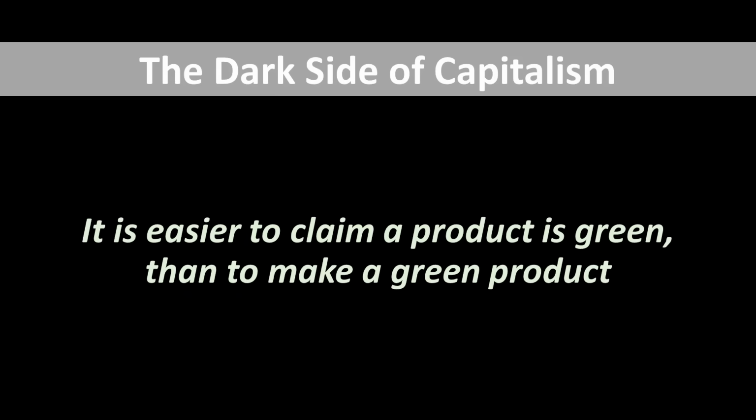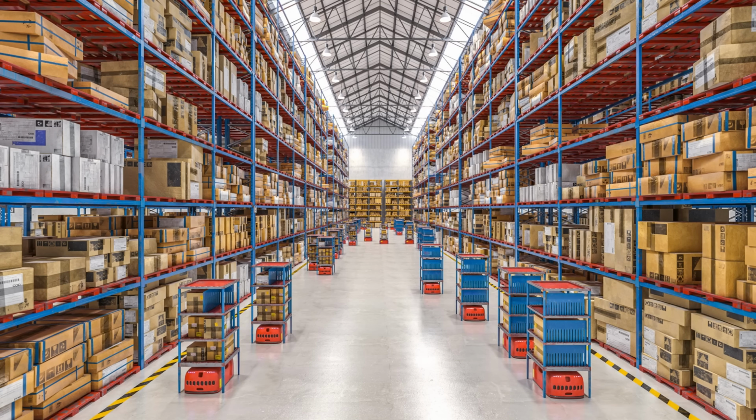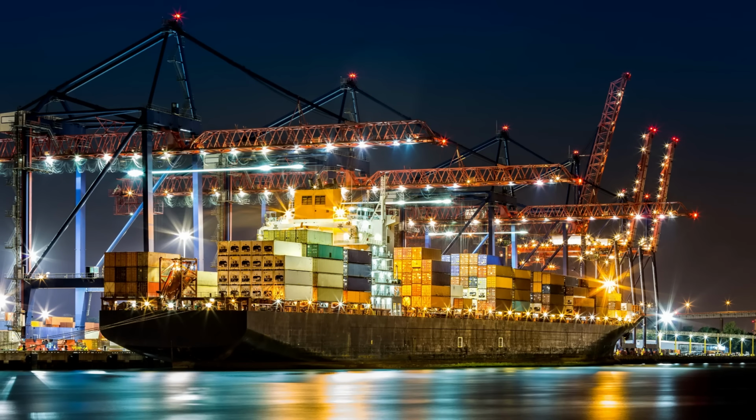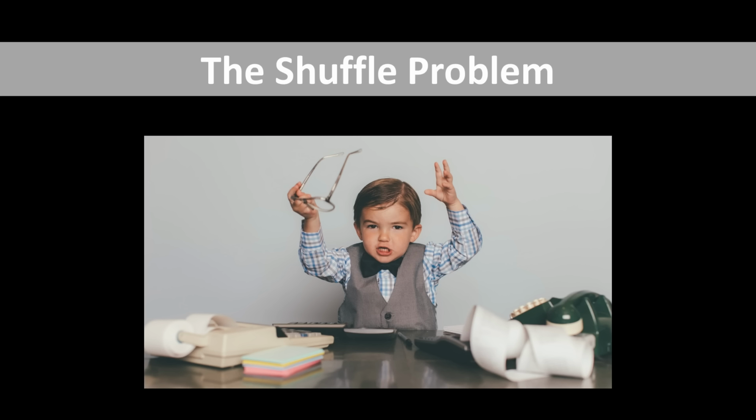Products made without emitting carbon dioxide are sometimes referred to as green. And it is easier to claim a product is green than to actually make a green product. In other words, in the middle of the night, entrepreneurs move non-green products to green warehouses to make money. And ships appear with mislabeled products. Economists refer to this as the shuffle problem.